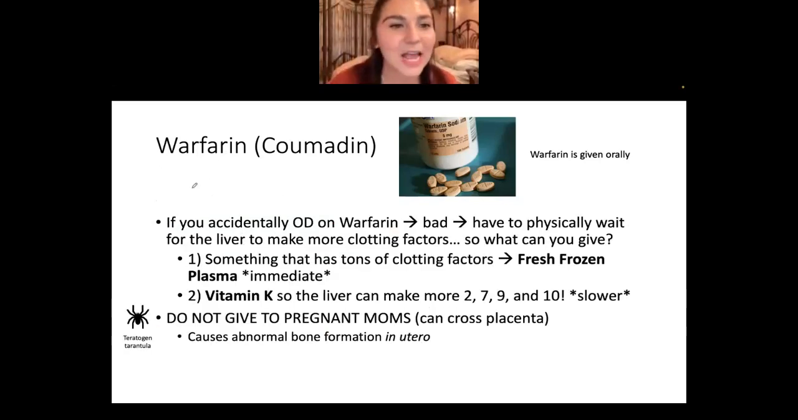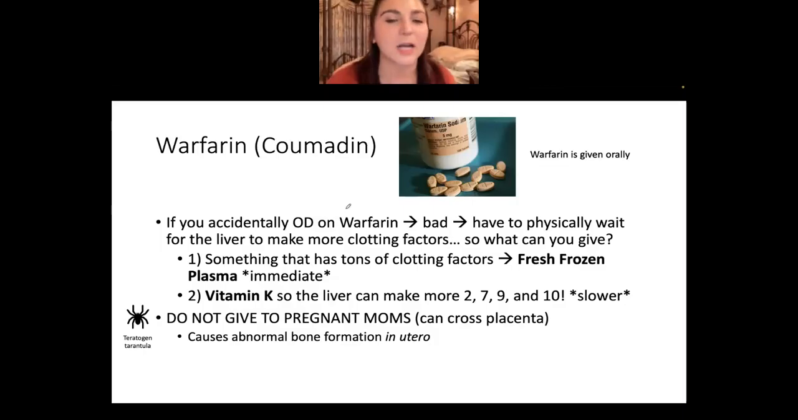Okay, and then the other thing, if you accidentally OD, let's say you take too much warfarin, this is very bad, because there's really no way to stop the process from happening. Because think about it, warfarin is not inhibiting the factors already there. It's not even letting the liver make new clotting factors. So how do you reverse that? How do you reverse them not making something, essentially? You have to physically wait for the liver to make more clotting factors.